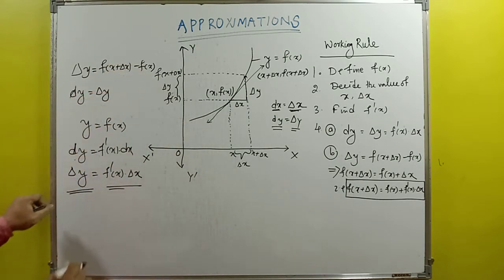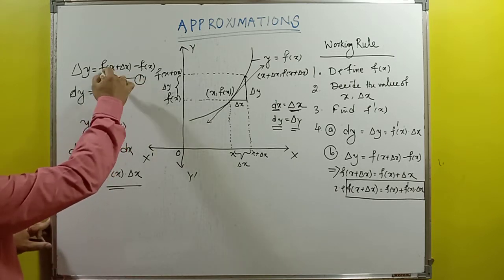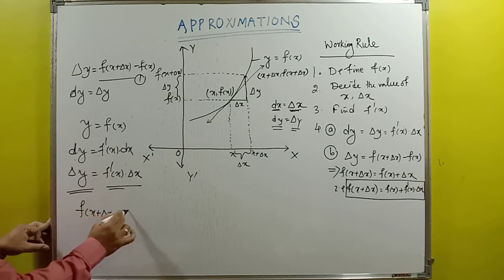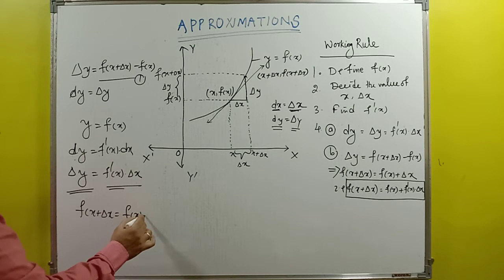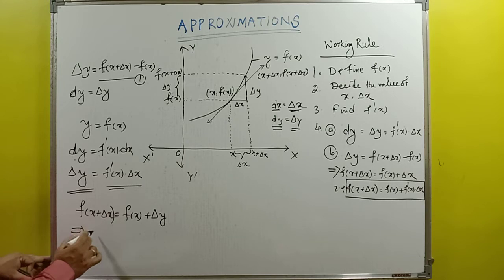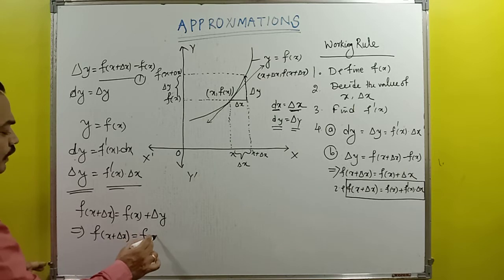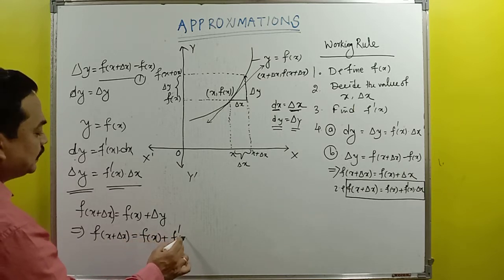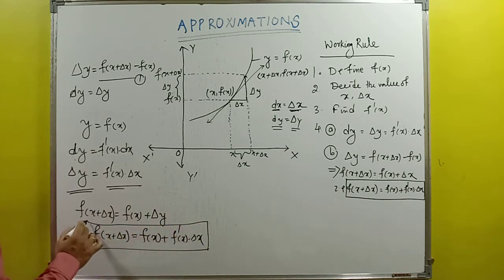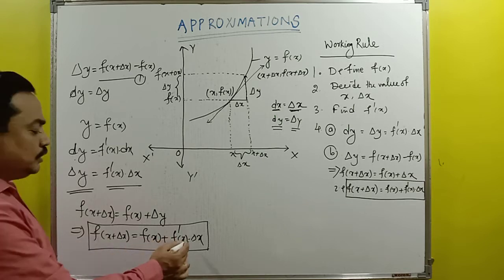And similarly, from this equation, f of x plus del x will give you f of x, transposed to that side, plus del y. Replace this del y value here, then what are you getting? You are getting f of x plus del x is equal to f of x plus f dash x into del x. This is the concept by which we will solve the approximation problems. I hope everybody got it. So this will give you the approximation problem.